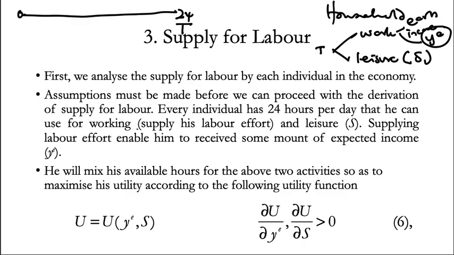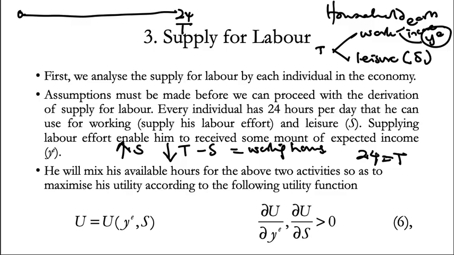All right. So that means if leisure is S, total time minus S is actually working hours, isn't it? You get what I mean here? So if this one increases, this one has to decrease because we have fixed 24 hours per day, or that is fixed T. Okay, because this is equal to 24. You get what I mean here?